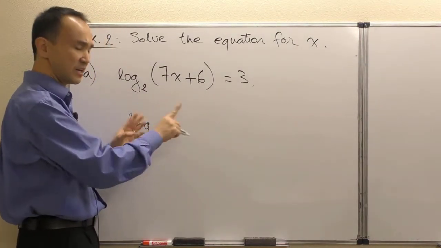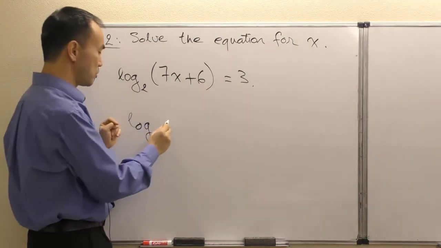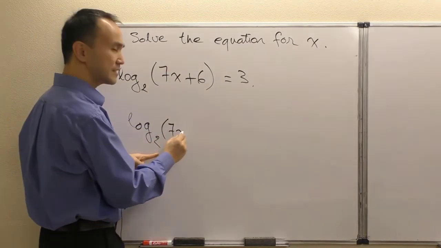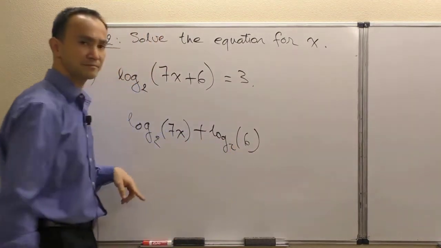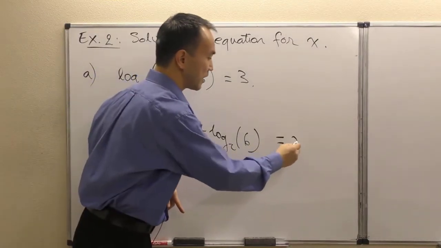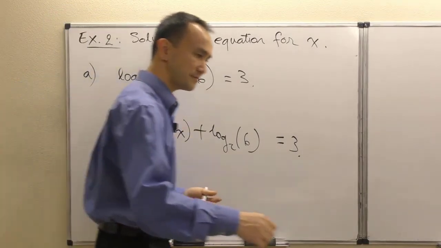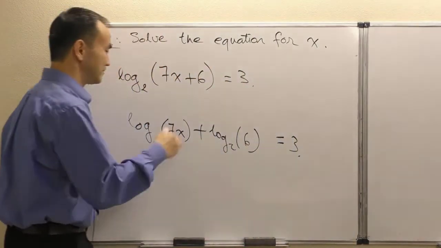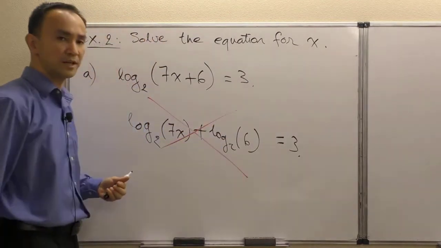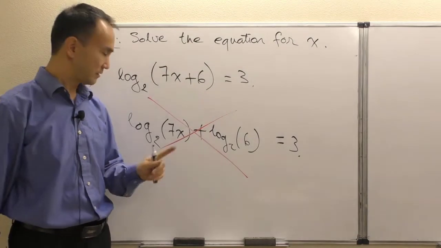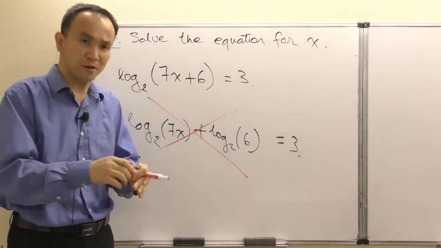There has never been a rule that allows you to go breaking this logarithm into a log base 2 of 7x plus a log base 2 of 6, and then equals 3 on the other side. Please do not do this. This is very incorrect. Here's my way of quickly explaining it.